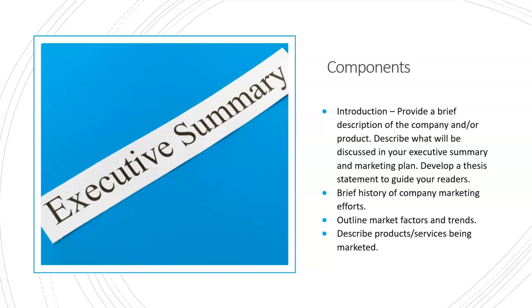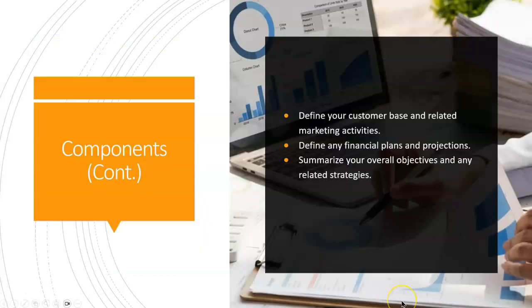A brief history of company marketing efforts should be included, and outline market factors and trends. You can use graphs or, let's say, tables as long as it fits within that one page. Describe products and services being marketed. You also want to define your customer base and related marketing activities, define any financial plans and projections, and then summarize your overall objectives and any related strategies.